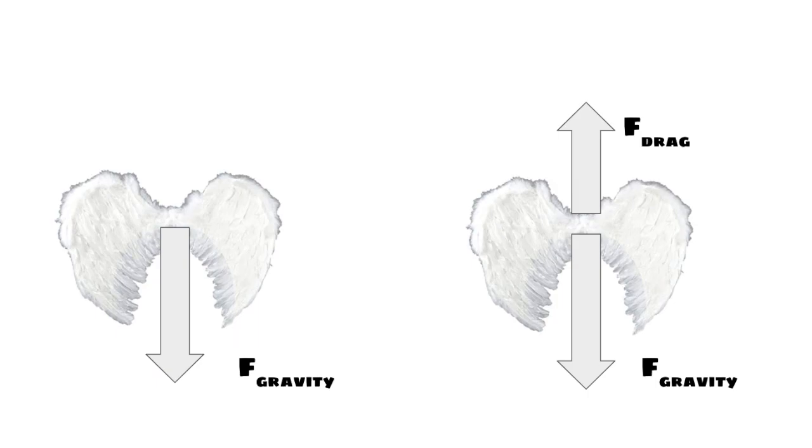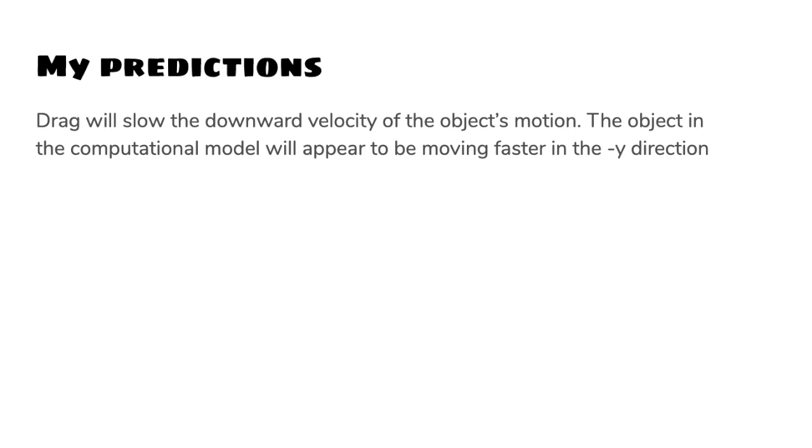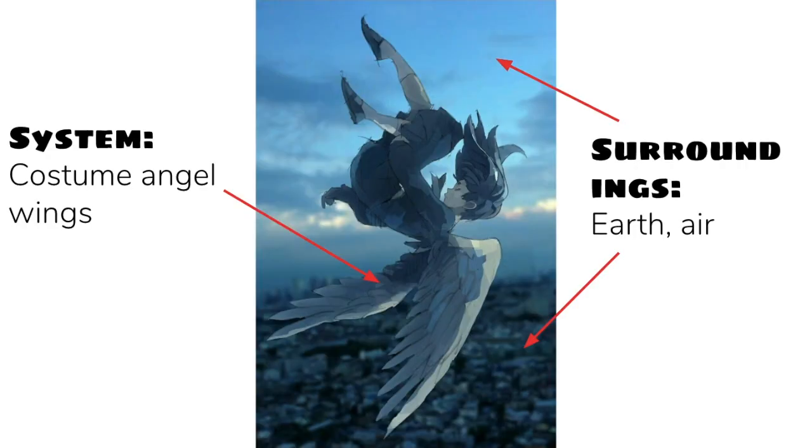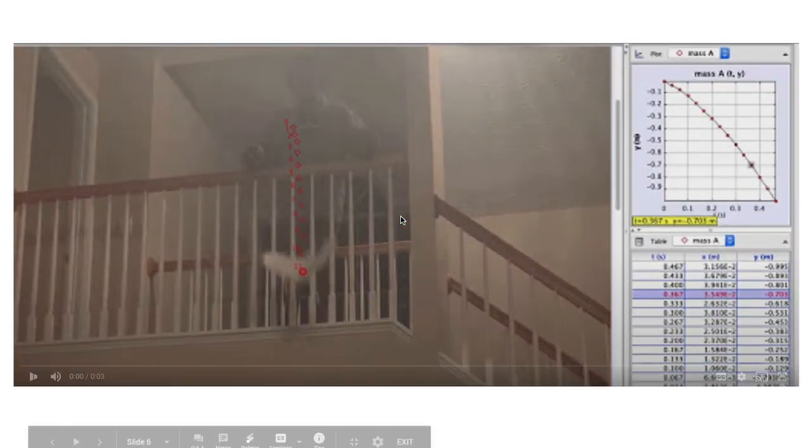So, as you can see, drag force counteracts force gravity by having an opposite direction. Using computational modeling, we will compare the system on the left to the one on the right. I predict that when drag force is not considered in a system, the object will displace over a greater distance over an interval of time, meaning that objects without drag will move faster. In this experiment, the system is a pair of old costume wings, and the interacting surroundings are the earth and the air. Here's my video.